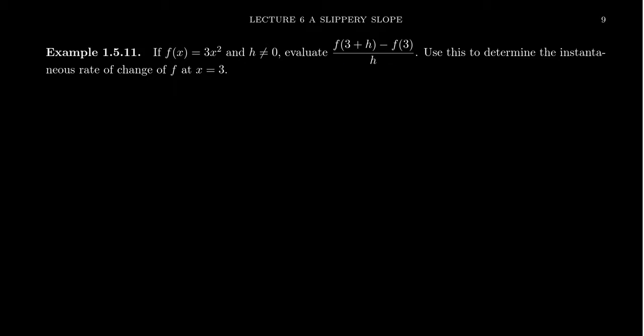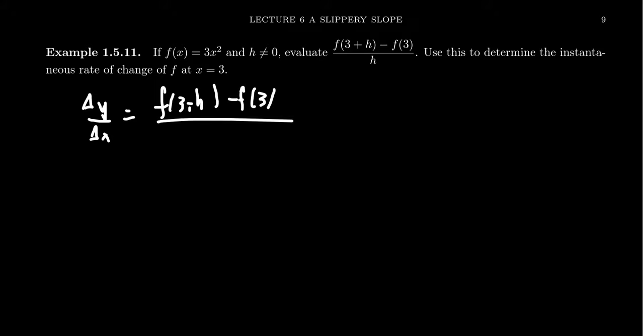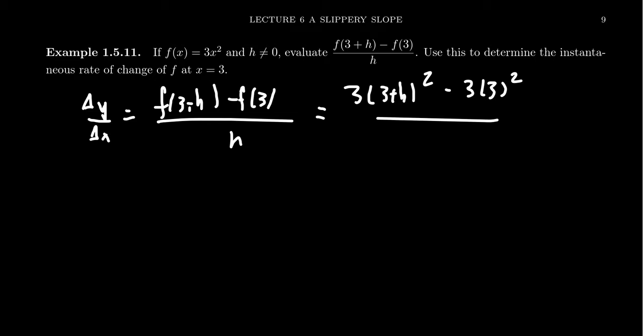So you'll notice that when you look at this average rate of change, delta y over delta x here, you get f of 3 plus h minus f of 3 over h. Well, what does f of 3 plus h mean? It just means you replace the x in the formula with 3 plus h. So you get 3 times 3 plus h squared minus f of 3. Well, f of 3 will just be 3 times 3 squared. This will all sit above h. And let's see, 3 squared times 3, we did that earlier, that's a 27. You'll get 3 times, well, we'll leave it alone for a second, 3 plus h squared minus 27 over h.